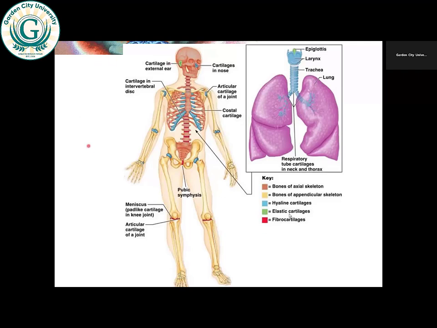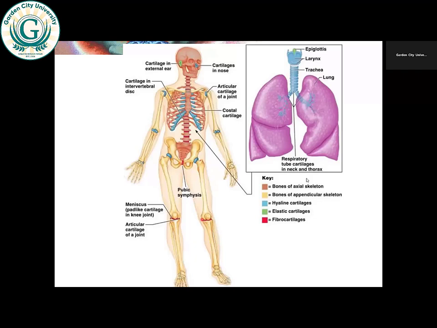Then the last one is the fibrocartilage. It's the strongest of the cartilages because they have a lot of type 1 collagen fibers, and type 1 collagen fibers are very strong. So you find them here, where they made it red. Between the vertebrae, the intervertebral disc, that one is a fibrocartilage. Then the pubic symphysis is a fibrocartilage. The meniscus is a fibrocartilage.